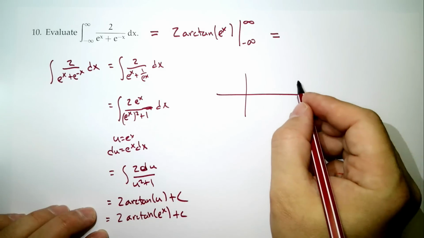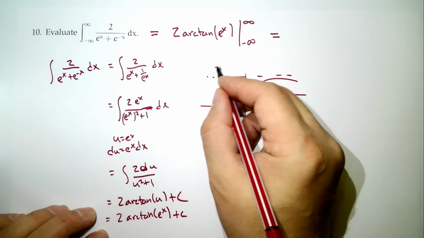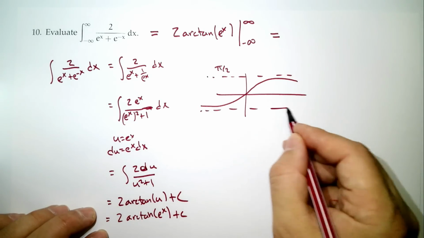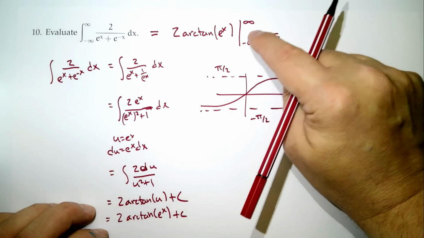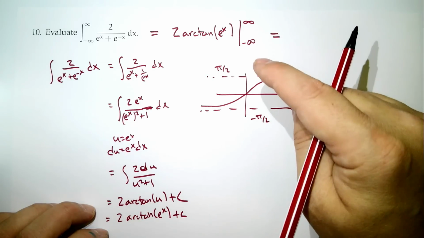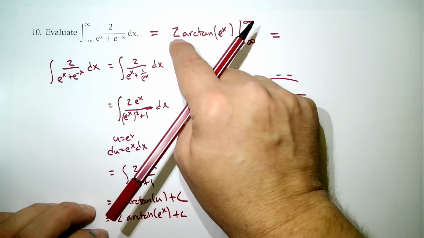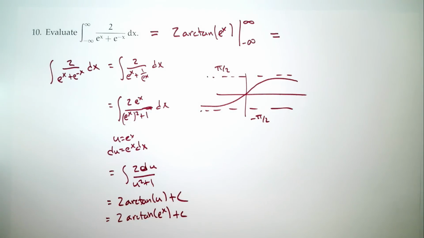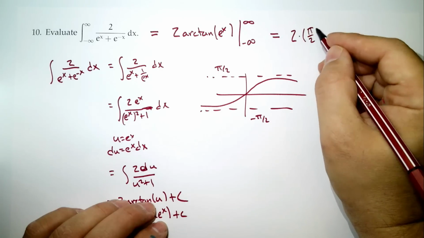So as a reminder, arctangent has this shape. Pi halves, negative pi halves. So, as we go off towards infinity, so x is going towards infinity. Is there a question? As we head off towards infinity, what happens to this 2 arctangent e to the x? What does it do? It's going to get closer to 2 times pi over 2.